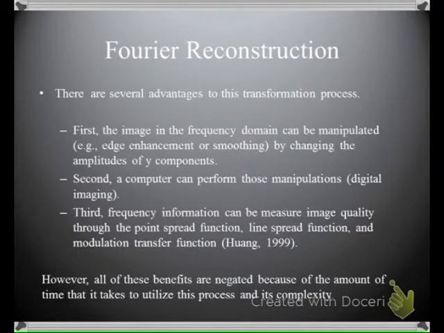So there are several advantages to this transformation process. First, the image in the frequency domain can be manipulated, such as edge enhancement or smoothing can be applied by changing the amplitudes of the frequency components. So very simple. Second, a computer can perform those manipulations. And third, frequency information can be used to measure image quality through the point spread function, line spread function, and modulation transfer function. So we see that there are benefits.